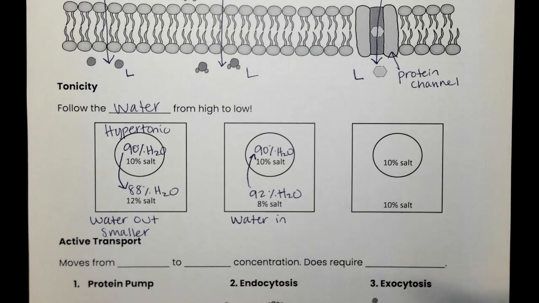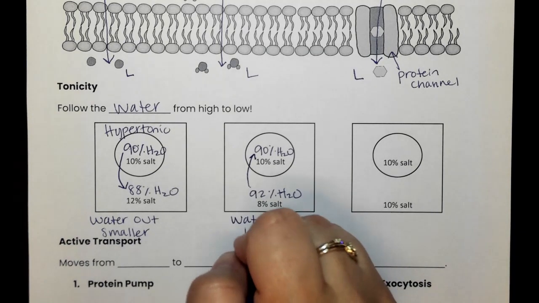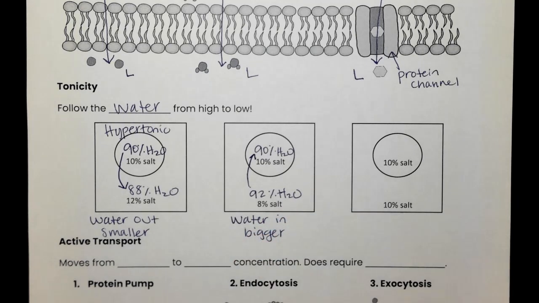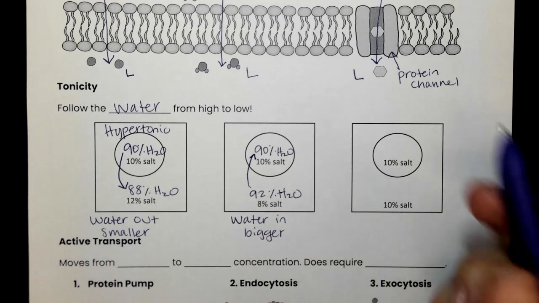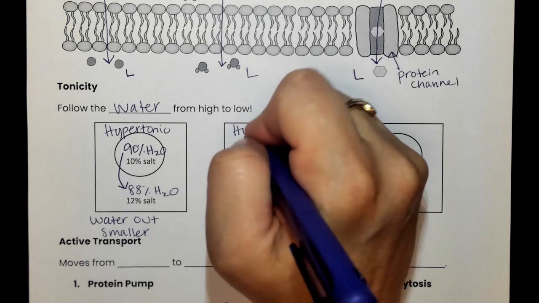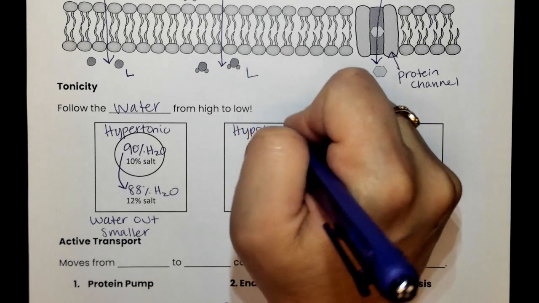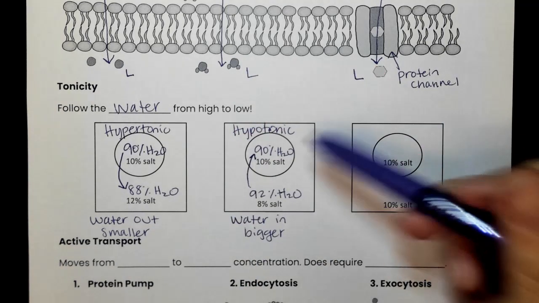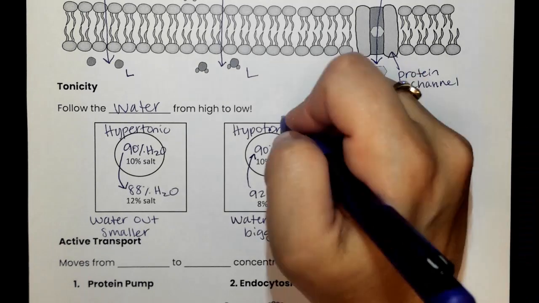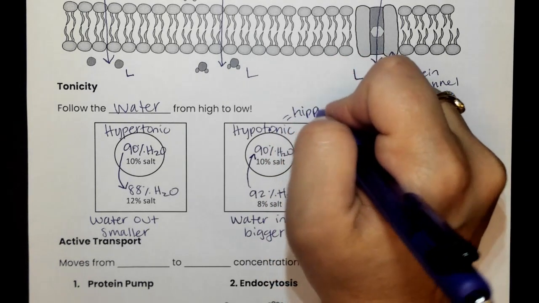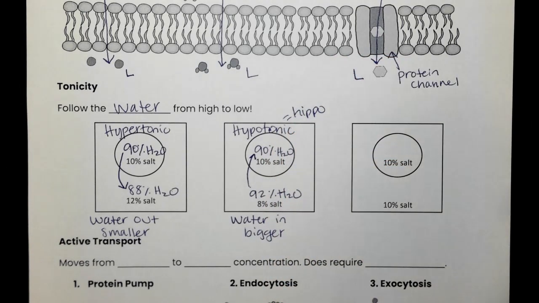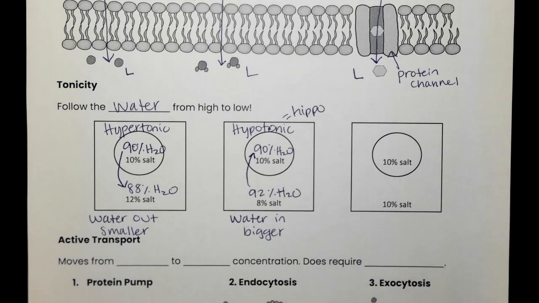Again, if I put water into a water balloon, it's going to get bigger. And whenever that happens, we call that a hypotonic solution. And the way that I remember that is hypo-hippo. Hippos are really big, so whenever you have a cell in a hypotonic solution, it's going to get really big, like a hippo.